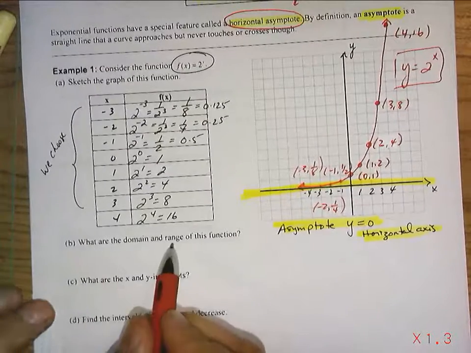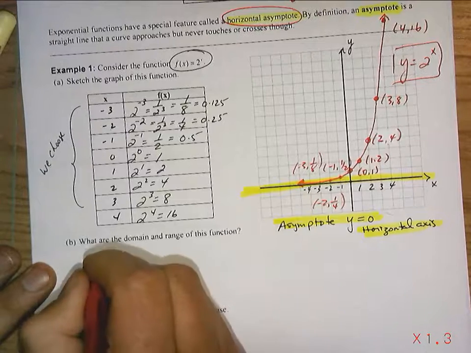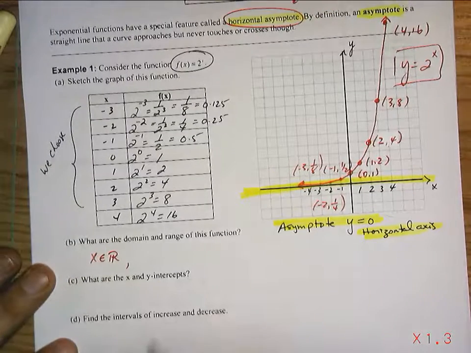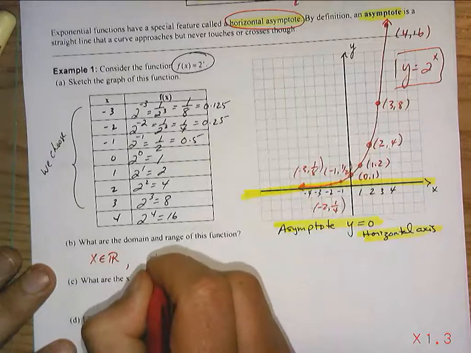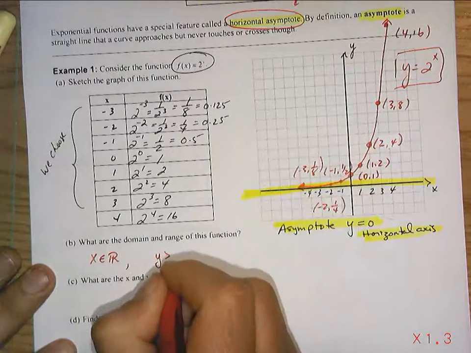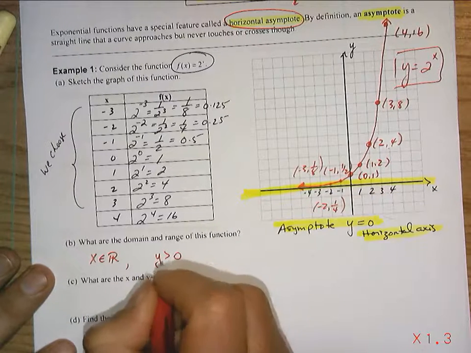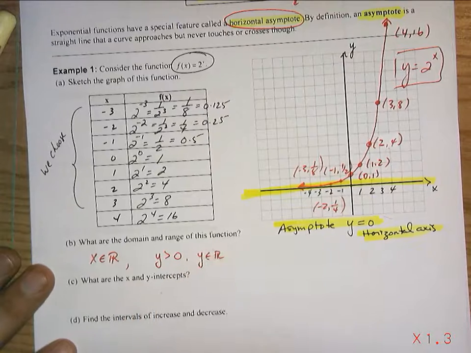What are the domain and range of this function? The domain are all the possible x values that can go in. So the domain is x is an element of the real numbers. What's the range? Well, the range are all the possible y values. So it's going to be y is greater than. Can it equal 0? Can it ever cross or touch this line? No. So it's got to be greater than 0. And y is an element of the real numbers.